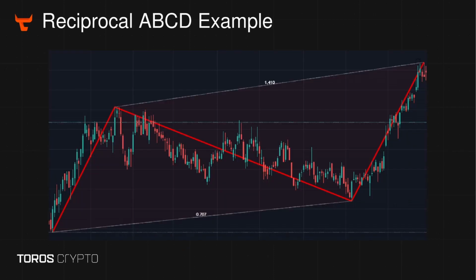Here is an example of a reciprocal ABCD where we have a move up, then we have a retracement, and that's a 0.707 retracement. Because it's a 0.707 retracement, we know it goes to the 1.41, and so it goes up to the 1.41. This is a bearish reciprocal ABCD, so we would expect price movement to come down after this structure has completed.